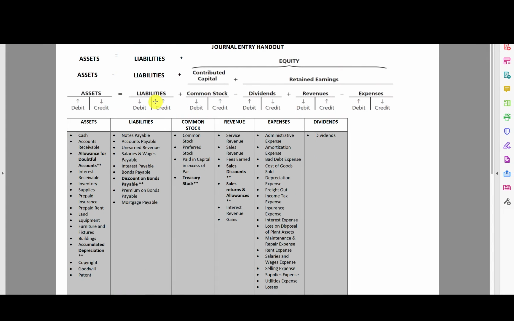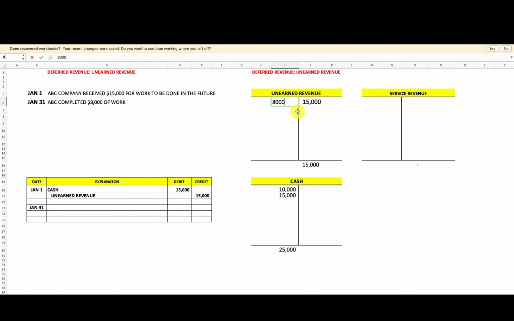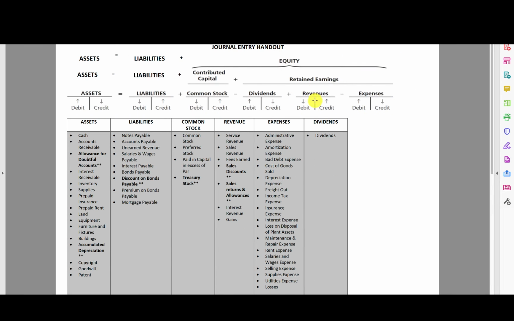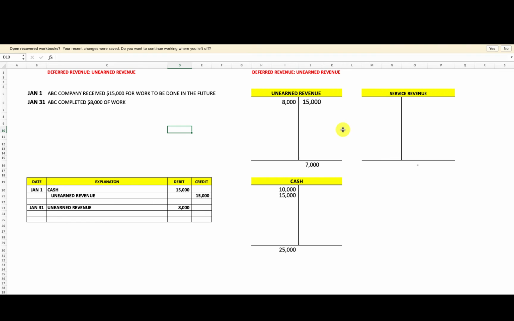Well, unearned revenue is a liability. How do I decrease it? I debit it. So I'm going to debit this account for 8,000, to bring it down. So here, my unearned revenue is debited for $8,000. Well, what is my credit? Well, what did I do? I did work. I performed services. Whenever you perform services, you credit revenue, right? That is a revenue account. Here is revenues. How do you increase revenues? With a credit. So I go to my revenue section and I put in 8,000. Okay, and here is my credit for $8,000.